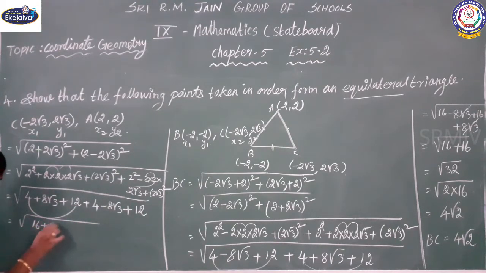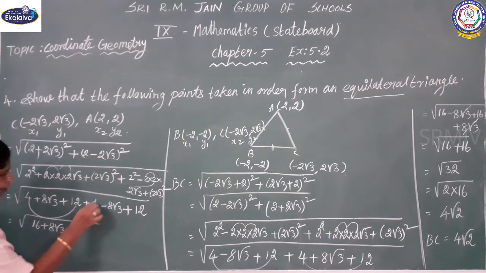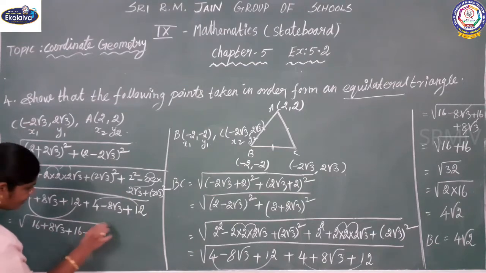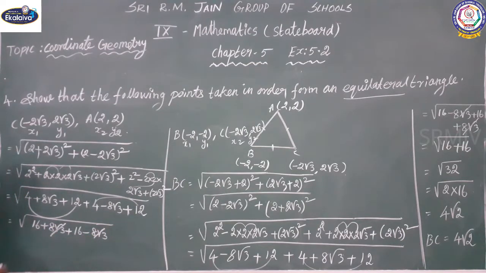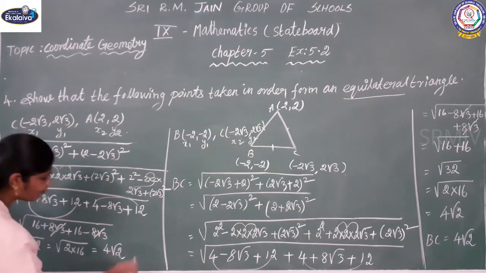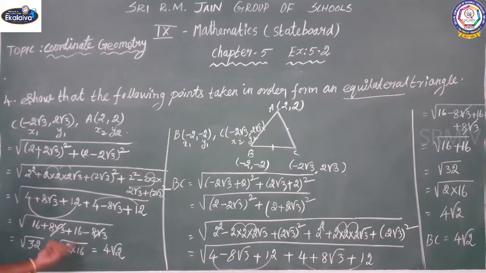16 plus 8 root 3 plus 4 plus 12, 16 minus 8 root 3. So cancel these two numbers. Okay. So what is remaining? Root of 16 plus 16? 32. How we are going to split this? 2 into 16. Okay. So 2 into 16. Square root of 16 is 4. 4 root 2. Okay children. So the distance of CA is 4 root 2.